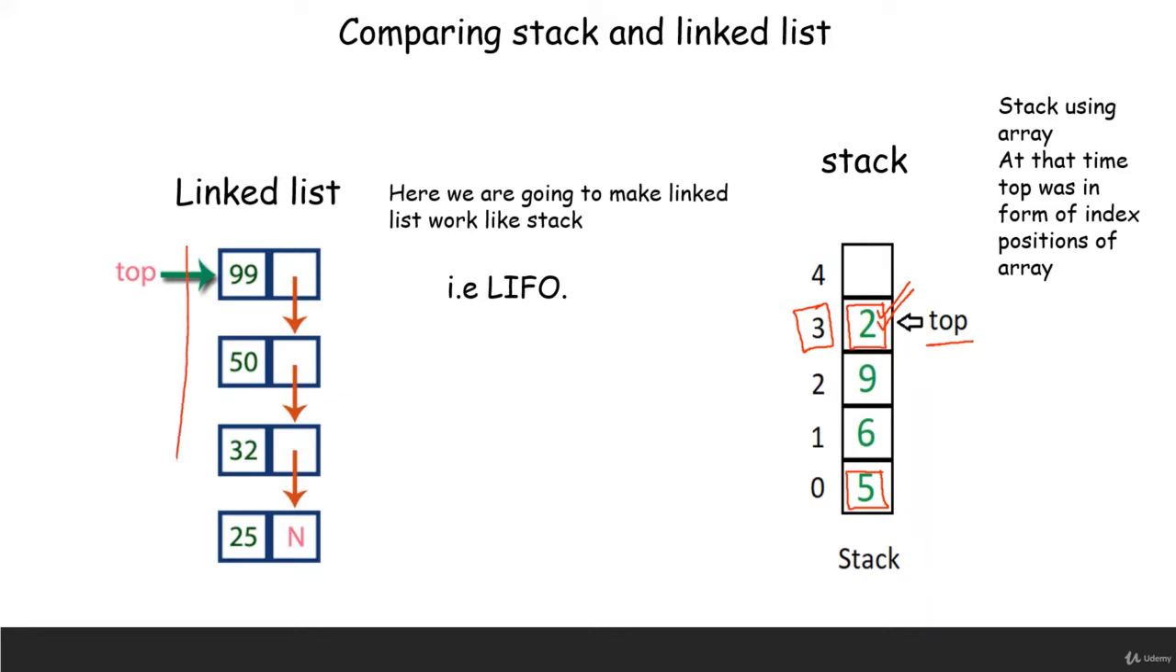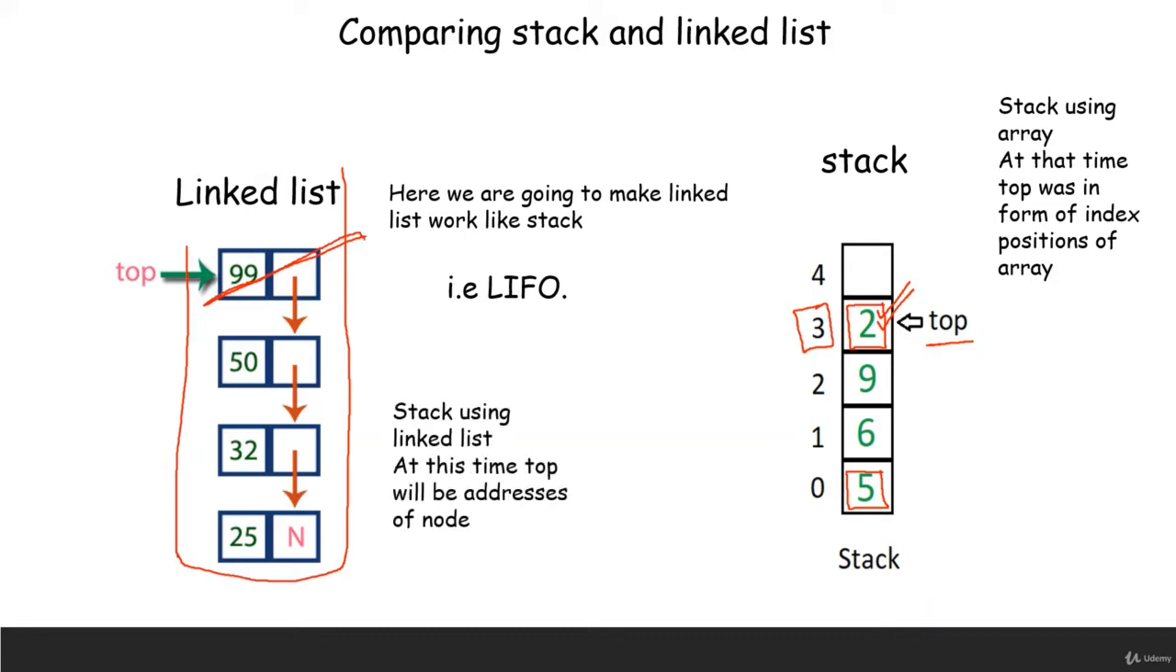Suppose this is the stack, I will draw it. So this is the stack. Now in this stack I am going to push the nodes, that is, the first node will be 25, then 32, then 50, then 99. But at the last, while popping this node, the top will point to the address of this node, right? So in stack using linked list, top will be the address of a node. So this is how stack and linked list work together.